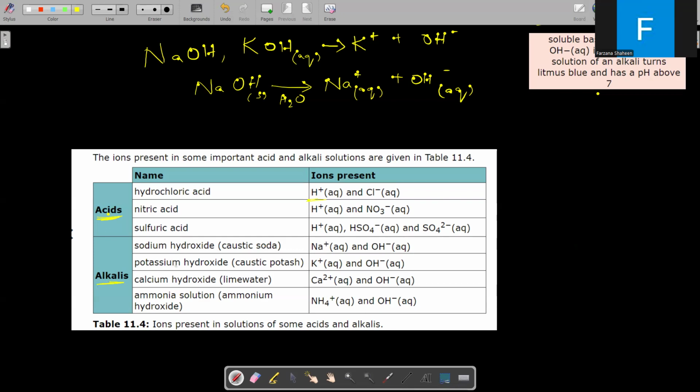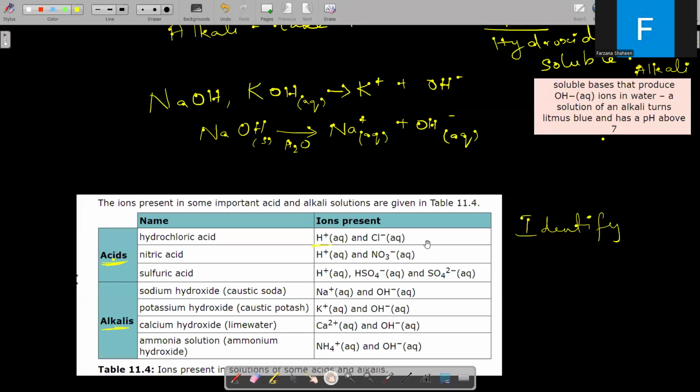The next thing that I need to know is the strength. First is identification. How will I identify which is an acid or an alkali? It is by whether it produces hydrogen ions or hydroxide ions. And the next thing is I need to know the strength of these acids or alkalis, like how strong they are, how acidic or alkaline these are on a scale.